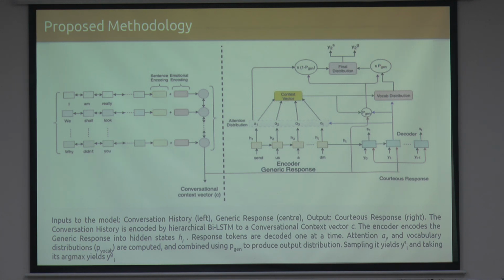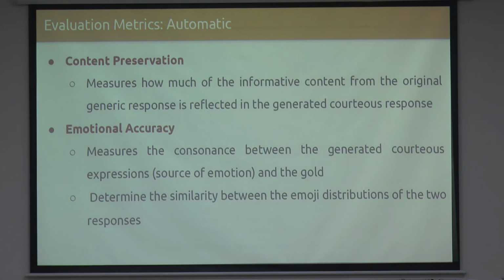So what to generate and what to copy, we have managed using joint reinforcement learning and a joint reward between BLEU, a standard metric that we use in natural language generation, and the emotional accuracy. These two factors we used. We also used automatic evaluation metrics, like content preservation, which is one metric used for natural language generation. For emotional accuracy, you want to find out that once you generate the courteous response, the original emotion should not get disturbed. It should be commensurate with the original emotional value.